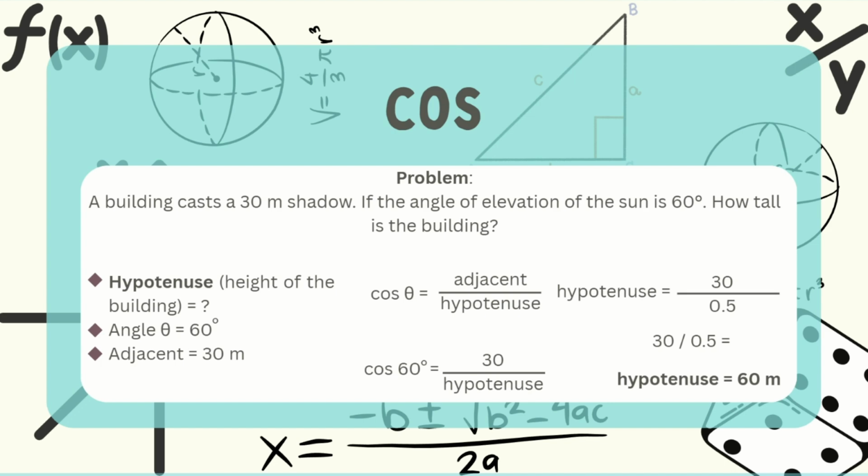So here we'll have to convert the cosine of 60 degrees into a decimal. So cosine is equal to 0.5, and here we'll have to divide the adjacent by the angle, where the adjacent is above and the angle is below. So after we divide, we will get the hypotenuse, which is 60 meters.